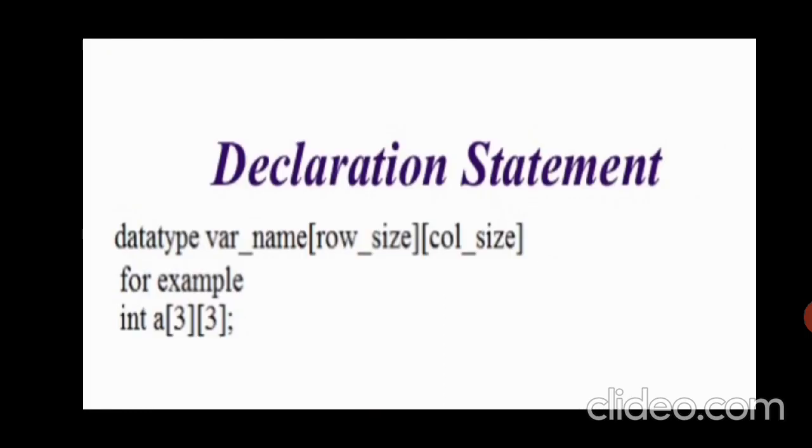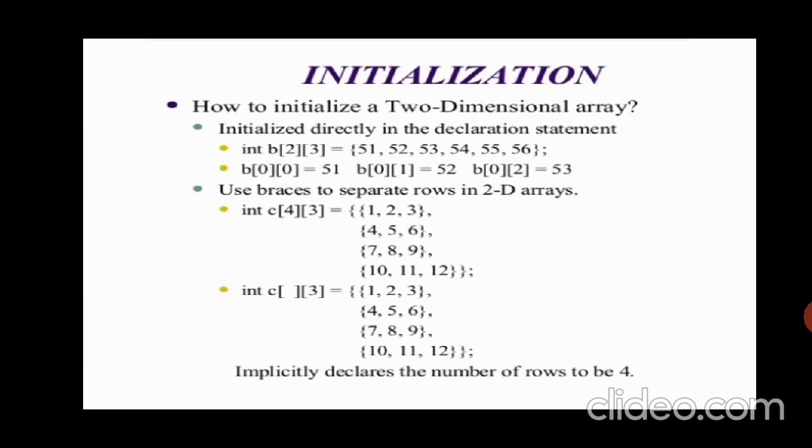Now we see how the two-dimensional array is defined. First of all, we write the data type of the 2D array. Then we write the variable name, meaning the name of that array. Then we write the number of rows, then the number of columns. For example, here int is the data type, and then a is the name of the 2D array, and 3 is the number of rows, and 3 is the number of columns.